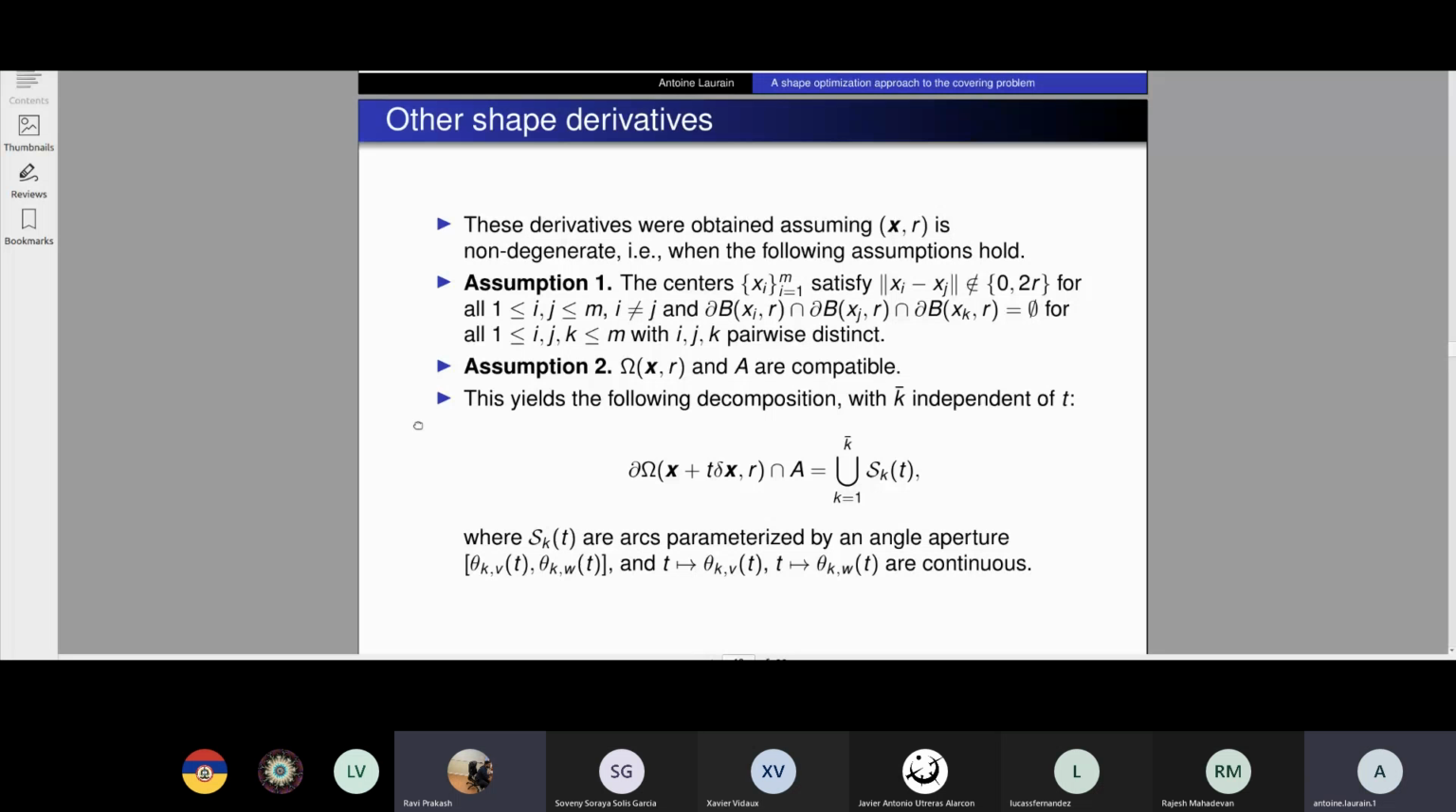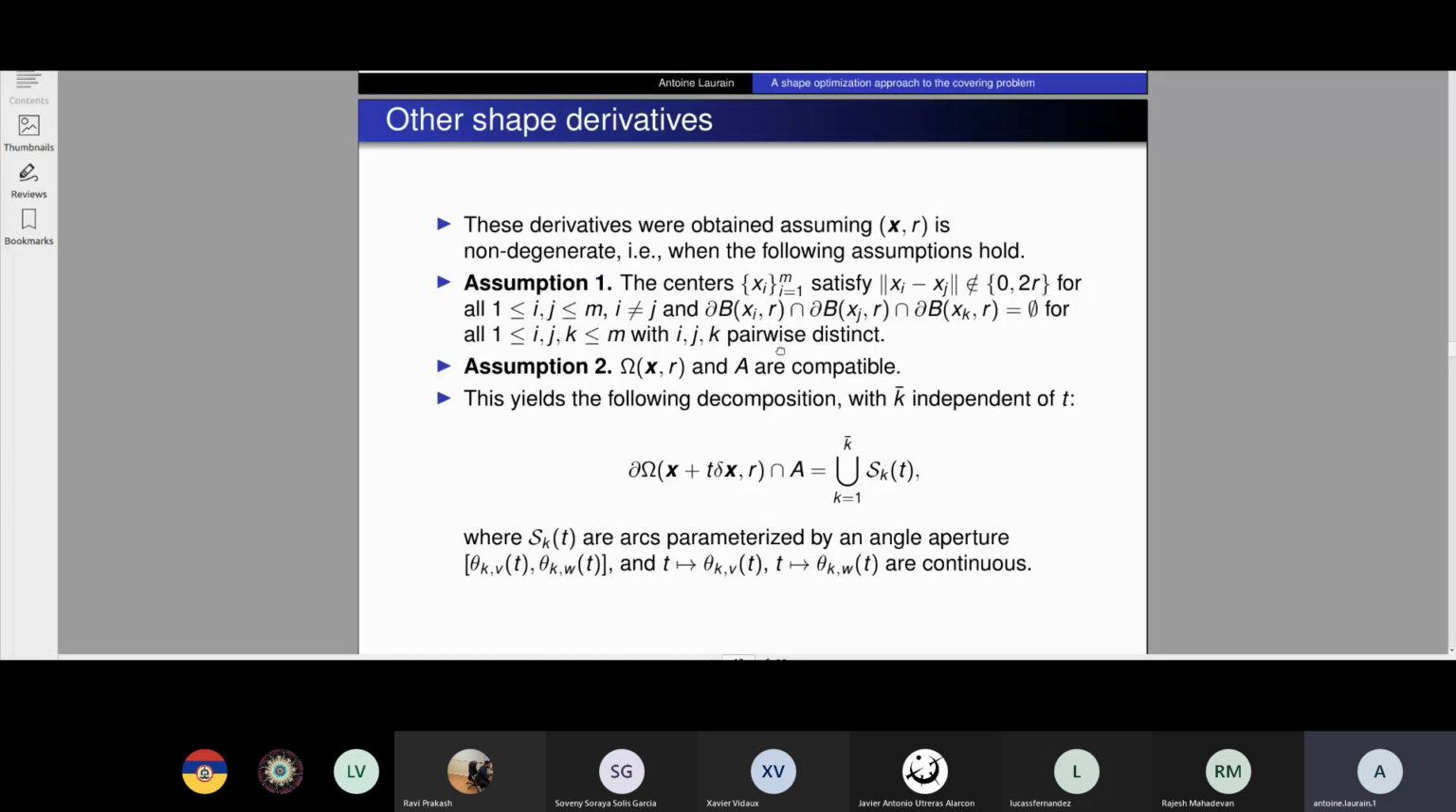Okay, so soon I'm going to show some numerical results. But first, there's something important I need to discuss, which is the question of the regularity assumption that we need for all these calculations. I didn't talk about this yet, because I just wanted to show how to do the calculation. But all these derivatives were obtained assuming that the points x, which is the vector of all the centers, and the r are non-degenerate. And we said that these points are non-degenerate when they satisfy two assumptions.